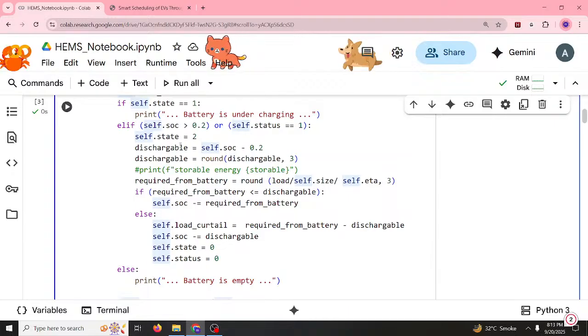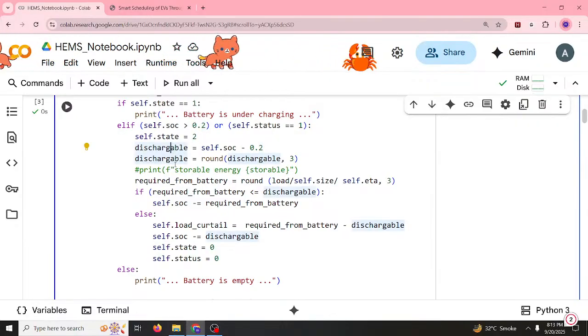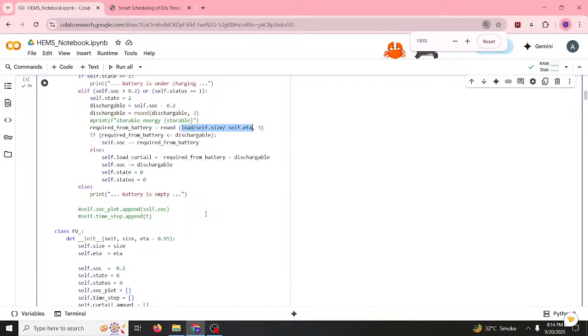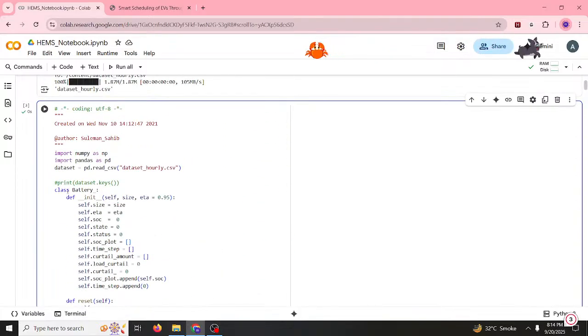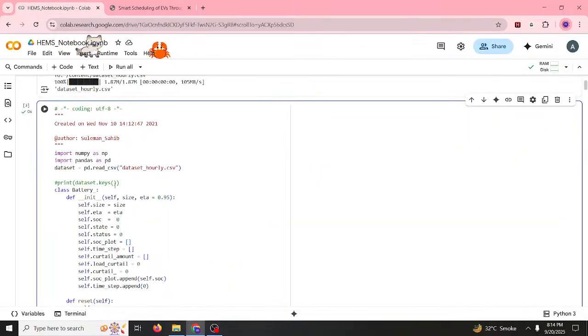So here we check that if the state of the battery is now under discharging, it cannot be charged. If the state is equal to 2, it cannot be discharged. So now we get the dischargeable amount. Once the dischargeable amount is obtained, this is the load divided by the size divided by the eta, that gives us the actual amount that we are going to charge. Here it is the load divided by eta divided by the overall capacity of the battery. This is the discharging part that we have done. So in this whole class object of the battery, we are doing equation number 9 in this setup.